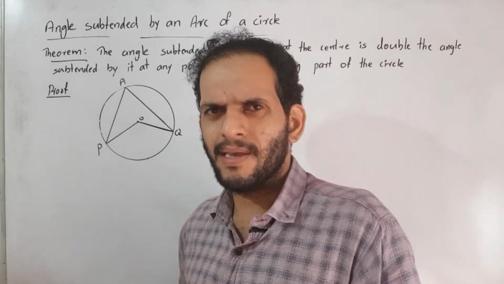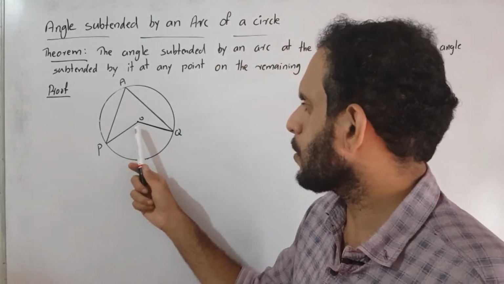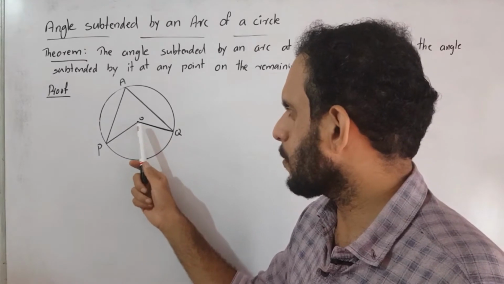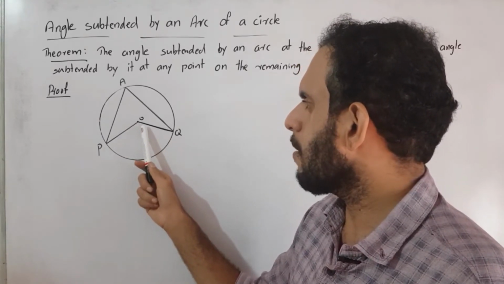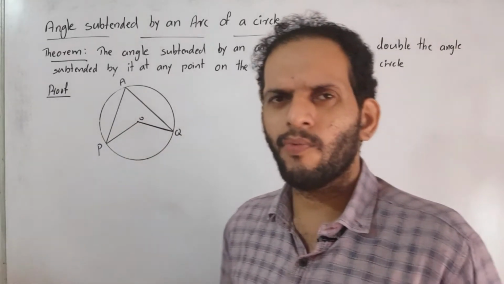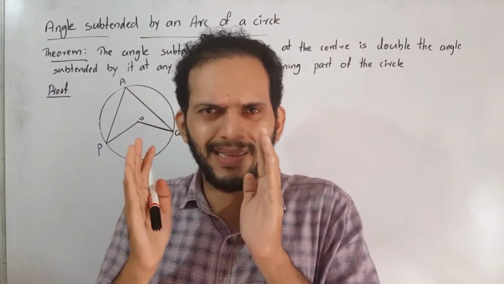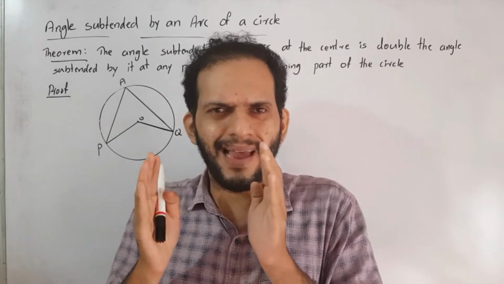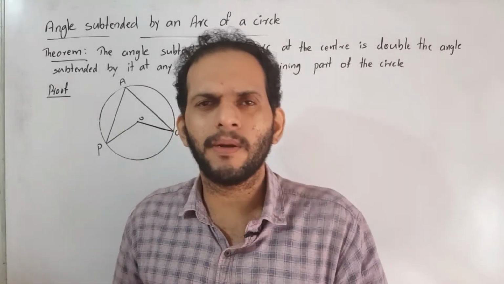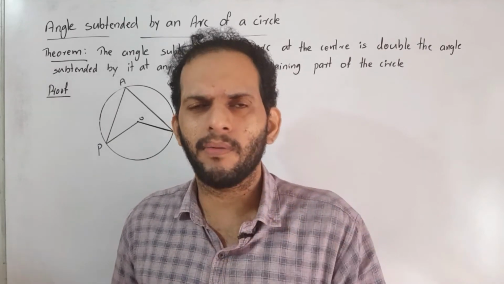The theorem says the angle POQ, the central angle of the arc PQ, is double the angle PAQ. So what do we want to prove here? The statement says the central angle of the arc is double the angle subtended by it at the remaining part of the circle.